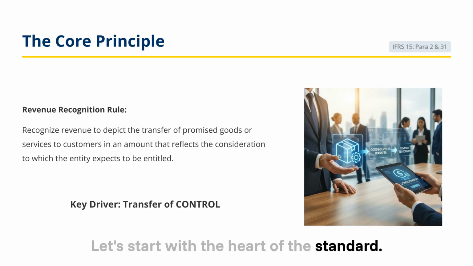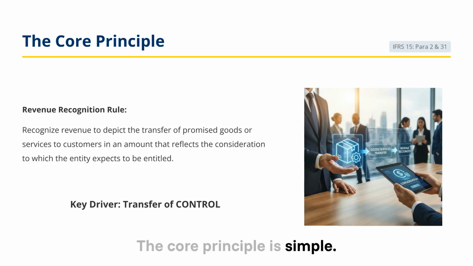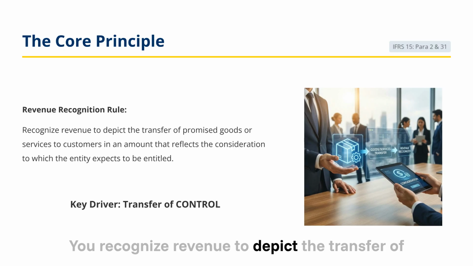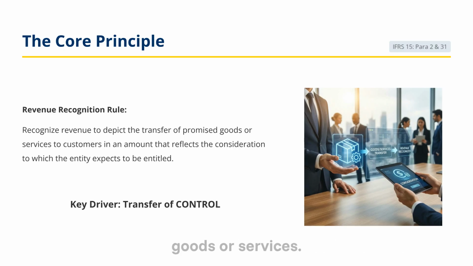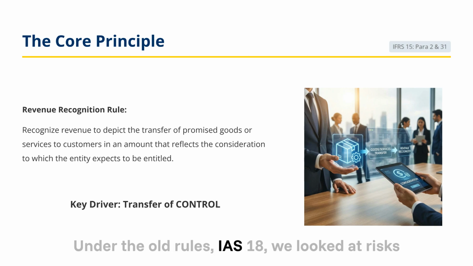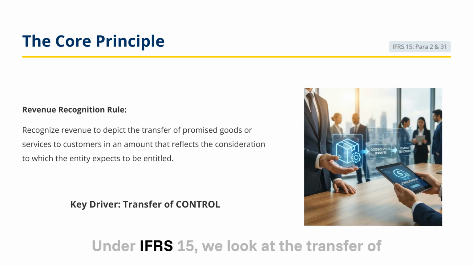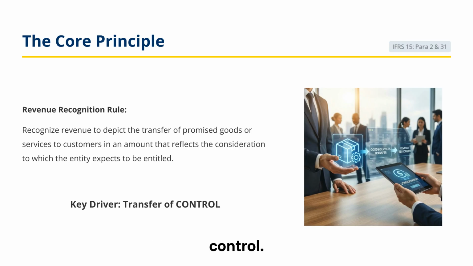Let's start with the heart of the standard. The core principle is simple. You recognize revenue to depict the transfer of goods or services. The amount should reflect what you expect to get paid. But the magic word here is control. Under the old rules, IAS 18, we looked at risks and rewards. Under IFRS 15, we look at the transfer of control. Keep that in mind. Control is king.